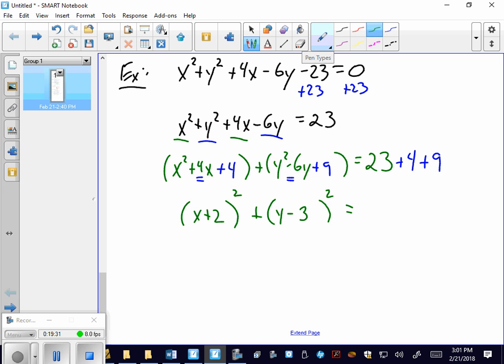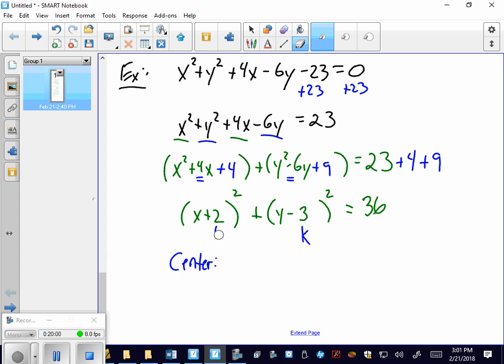And then we simply add all the constants up on the right. So 23 plus 4 is 27, plus 9 more is 36. Now this is in a form that we are used to seeing. So the center is (h, k). Here's h, except that that's not really h. I'm sorry, here's k. This is not in the right form, right? Because that's x plus. It needs to be x minus.